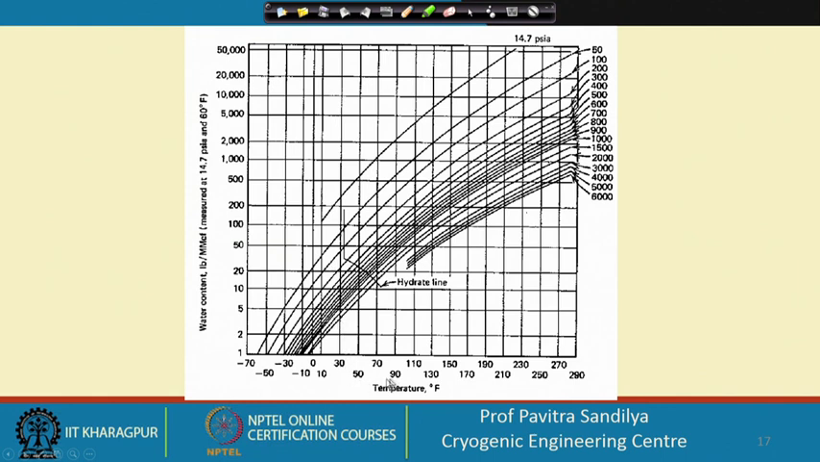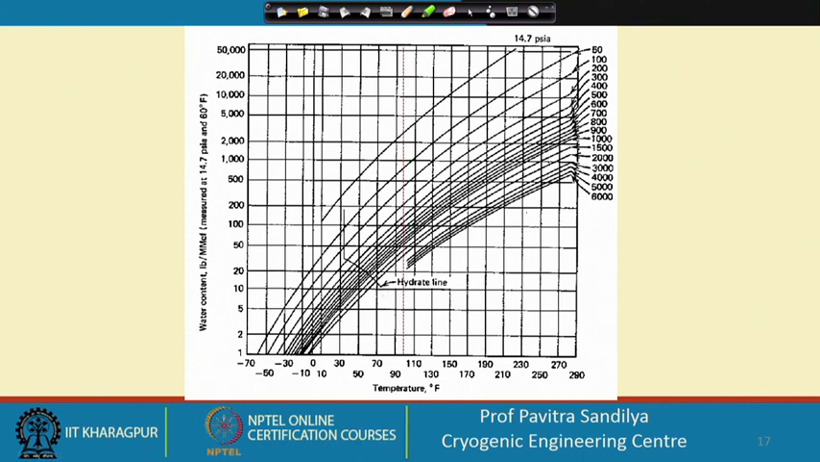Here we find on the x-axis we have the temperatures in terms of both Fahrenheit and degrees centigrade, and on the y-axis we are given the water content in terms of pounds per million cubic feet at 14.7 psia and 60 degrees Fahrenheit. These are the standard conditions, and these are the various pressure lines, and here we find this is the hydrate line. So this particular figure we also saw earlier.